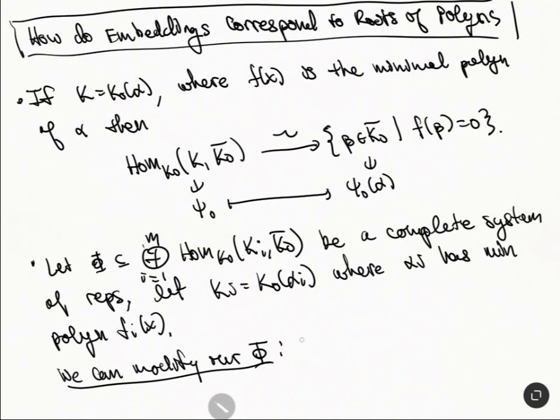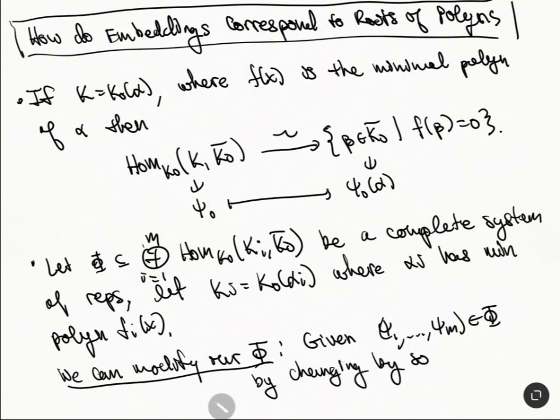So given psi 1 to psi m in phi, by changing by an automorphism sigma in G(K0 bar over K0), we can arrange the following. We have that sigma psi 1 through sigma psi m is similar to the identity on K1, psi 2 prime, ..., psi m prime. Okay, so there's going to be some other embedding, so that this one here is going to be the identity on K1.